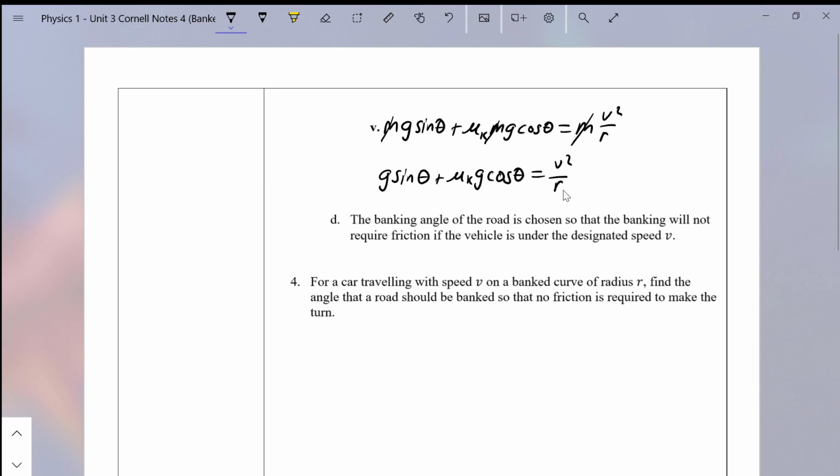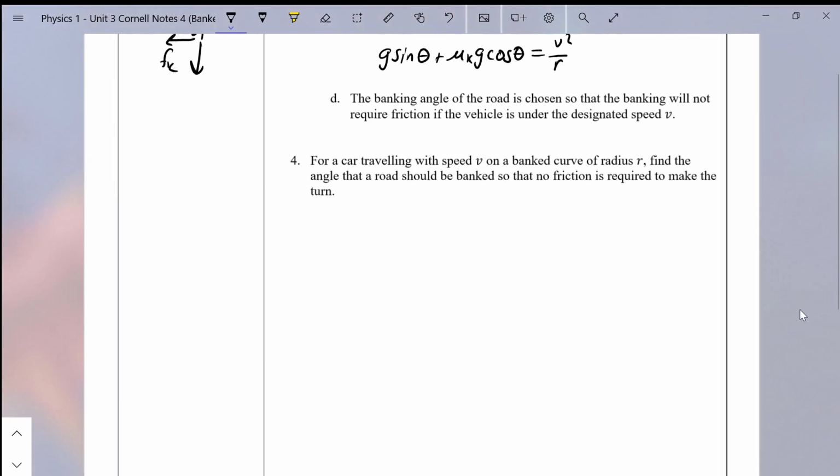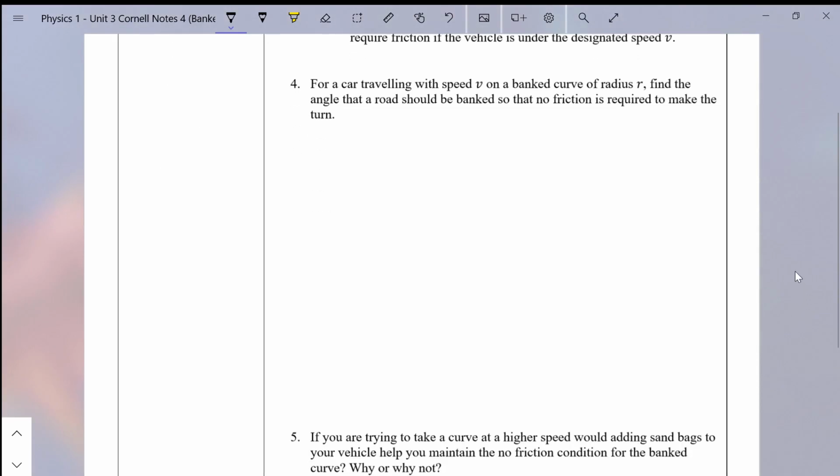Same thing with the snow shovel, where someone is pushing down with some force. Might be a friction force. There's also a normal force and a gravity force, and they're pushing on a lawnmower or a snow shovel, and it's moving. And when we did our Newton's sums, we ended up getting these equations as one of our equations of motion. So to try this out, we look at this problem. If we have a car traveling with speed v on a banked curve with radius r, we want to find the angle that a road should be banked so that no friction is required to make this turn.